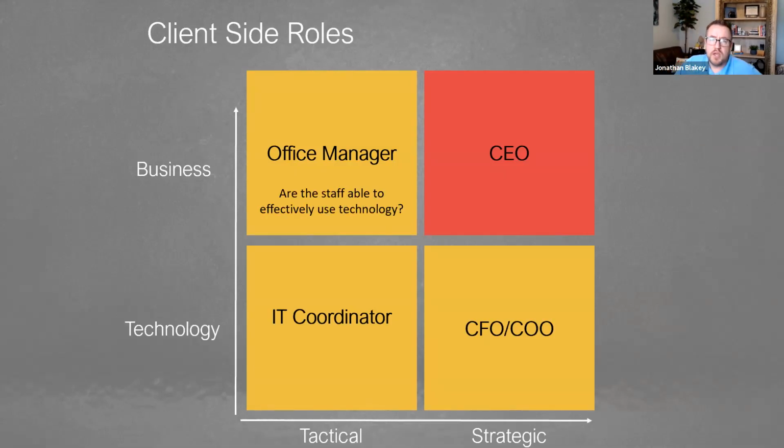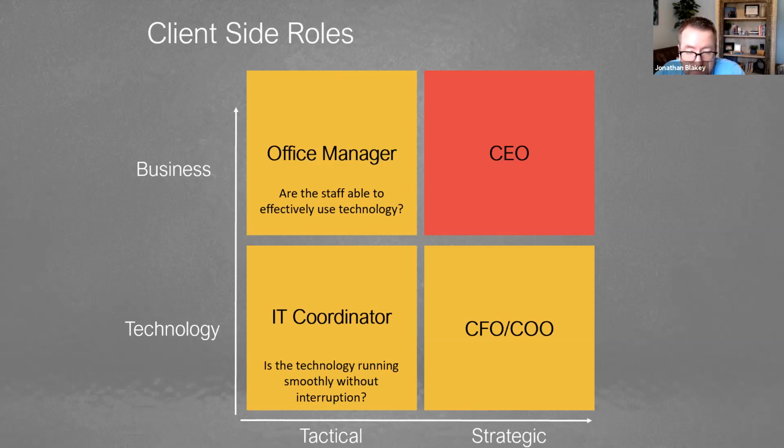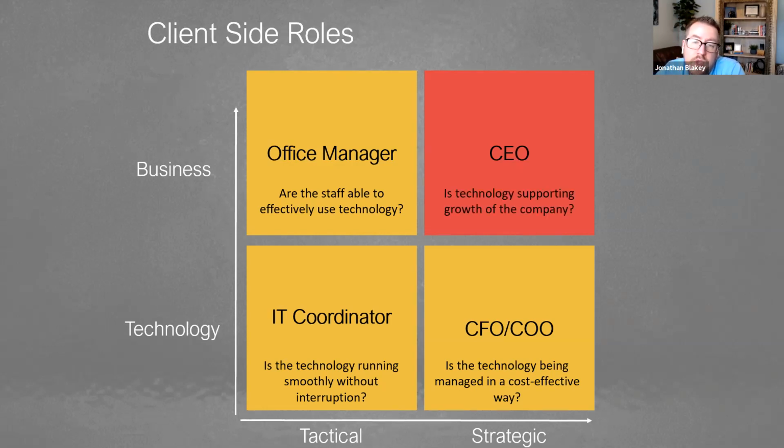They're going to be looking for and hoping to have questions answered, such as the office manager: is the staff able to effectively use the technology? Is the technology running smoothly without interruption? IT coordinators are more focused on the specifics there. CFO: is the technology being managed in a cost-effective way? And then the CEO: is the technology supporting the overall growth of the company?